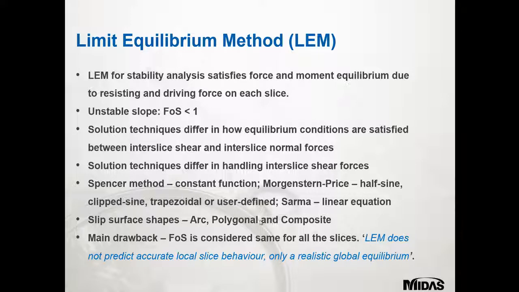One of the major drawbacks of the LEM, or the limit equilibrium method, is that it assumes one constant value of the factor of safety for all the slices. Therefore the LEM analysis does not predict accurate local slice behavior, such as the normal stresses and things like that. For the global equilibrium, all the inconsistencies are smoothed out in the algebraic sum, and hence global factors of safety can be obtained with a good degree of confidence.